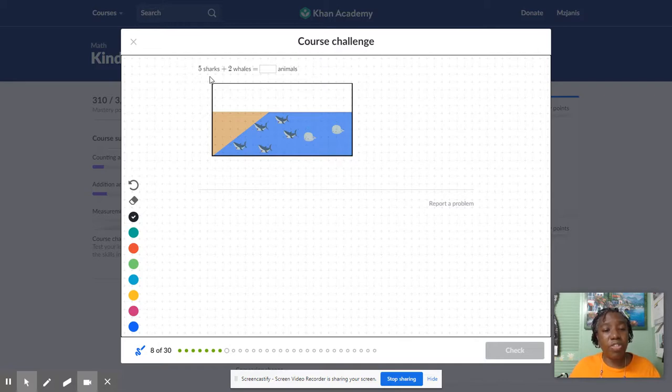Okay, so there's 5 sharks and 2 whales equal. So now they're doing word problems and making it a sentence. The only difference is they're not putting the word 5, they're putting the number, and instead of plus, P-L-U-S, they put the symbol. So you're recognizing that it's left to right, and we're doing sentence math, which is algebra. And they're in kindergarten.